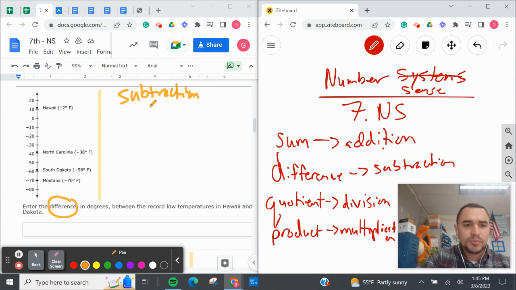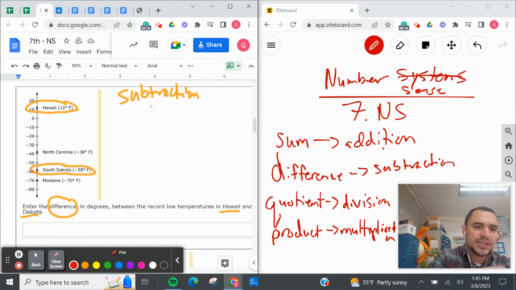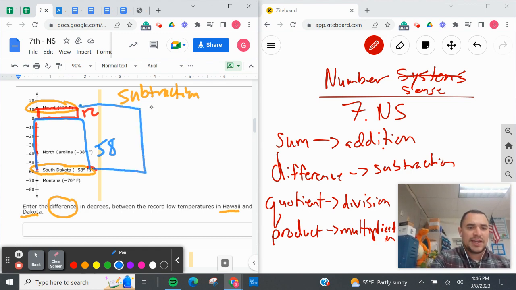So subtraction. We are finding the difference between Hawaii and Dakota. So from here to here. One thing you have to notice is, where is it from here to here? That's 12. So from Hawaii there is 12. Well, what about South Dakota? South Dakota is all the way up here. Let me use a different color blue. All the way up here, and that is 58.